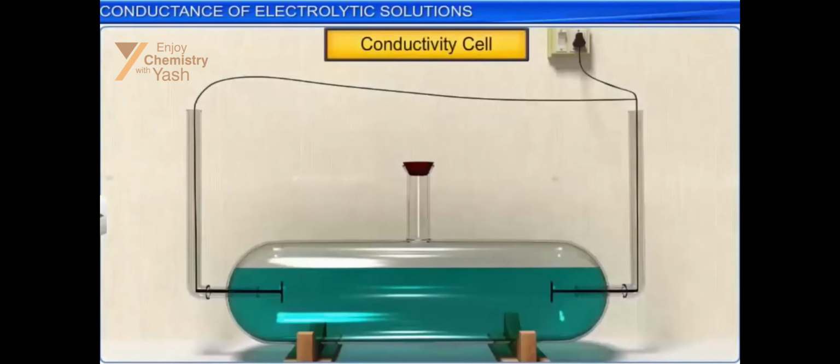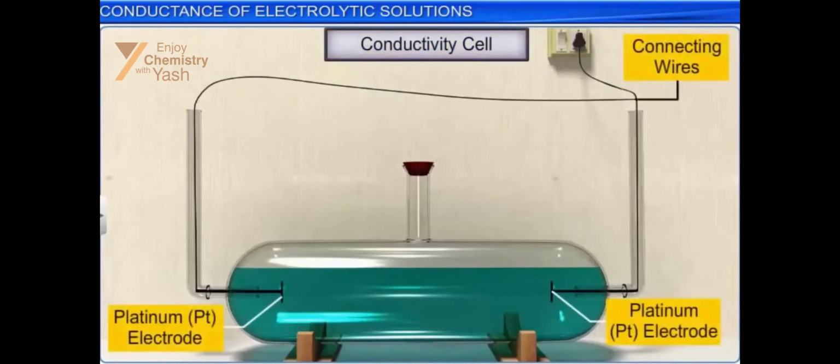A conductivity cell contains 2 platinum electrodes coated with platinum black, separated by a distance, L, with a cross-sectional area, A. An alternating current source is used as the source of power. The column of the solution separating the 2 electrodes then has a resistance described by the equation R is equal to rho into L upon A.